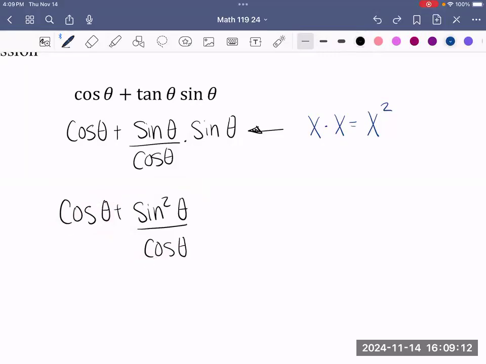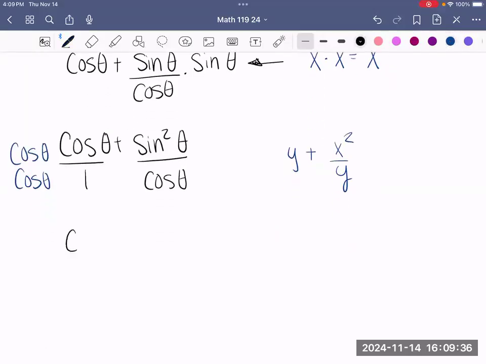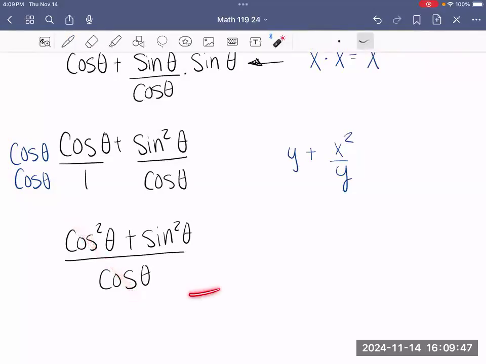We can say, okay, well, if we're trying to simplify, we have y plus x squared over y. And if I'm trying to get something as small as possible, and I'm trying to add these two ideas together, we might want to consider getting a common denominator. So putting cosine over 1, we can tell that your common denominator here would be cosine. So in our case, we now should get cosine squared of theta plus sine squared of theta all over cosine of theta. And no, you cannot cross this out because then you're all the way back at the step before.